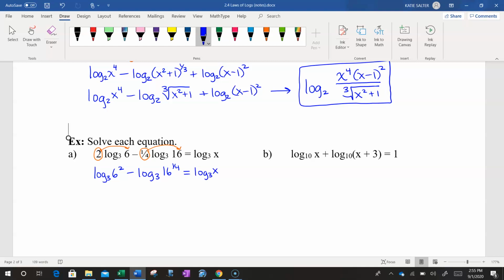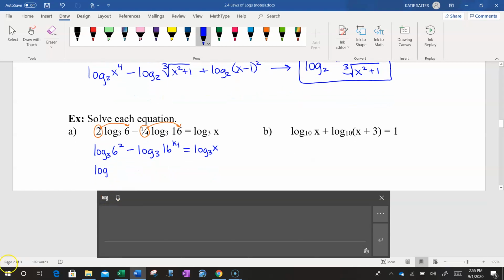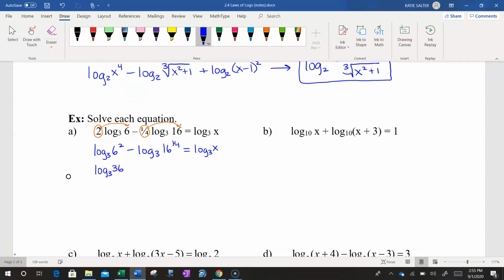Then we need to evaluate this. So that is log base 3 of 36 minus log base 3 of 2. And folks, that's why you really need to be studying your perfect squares and cubes and your powers of numbers. 16 to the 1/4 power is the 4th root of 16, which is 2. We need to be able to recognize that, or at least break it up over to the side. Equals log base 3 of x.